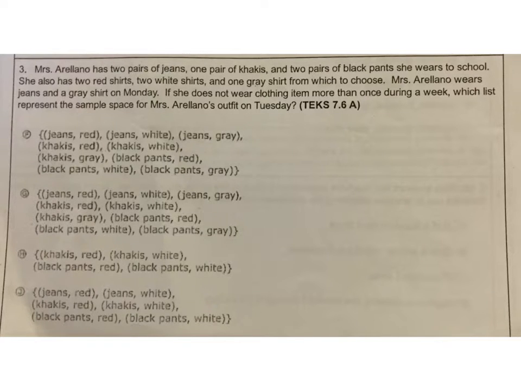Number 3. Mrs. Arellano has 2 pairs of jeans, 1 pair of khakis, and 2 pairs of black pants she wears to school. She also has 2 red shirts, 2 white shirts, and 1 gray shirt from which to choose. Mrs. Arellano wears jeans and a gray shirt on Monday. If she does not wear a clothing item more than once during a week, which list represents a sample space for Mrs. Arellano's outfit for Tuesday? F, G, H, or J?